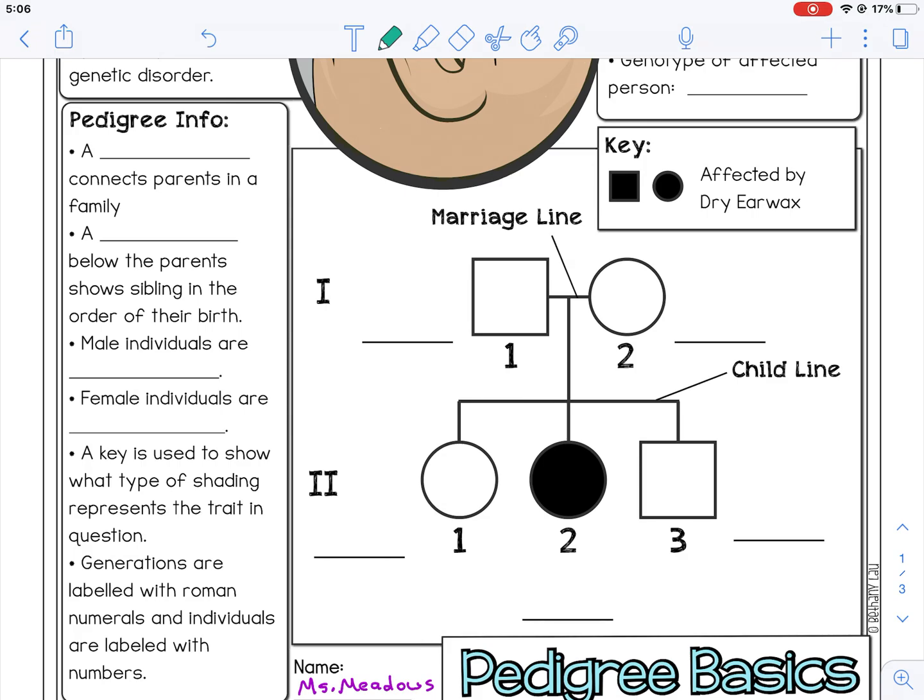In a pedigree, a marriage line connects parents in a family. Now, based on when pedigrees were invented, this line is called a marriage line. Okay, you need to fill in your box. It's already filled out on my paper, but you need to fill in your box that identifies this as a marriage line.